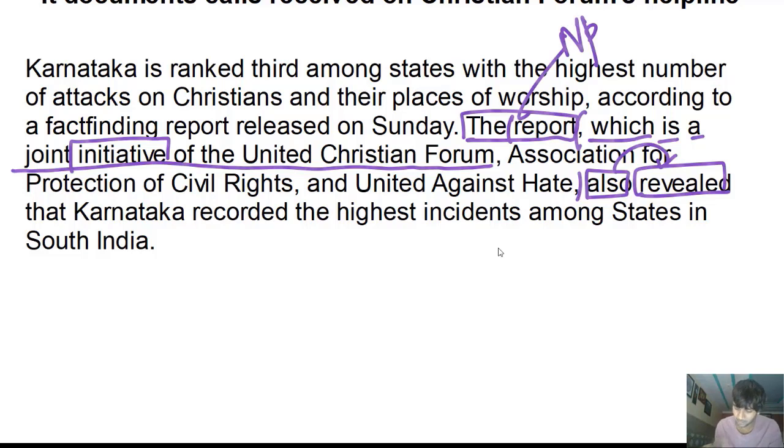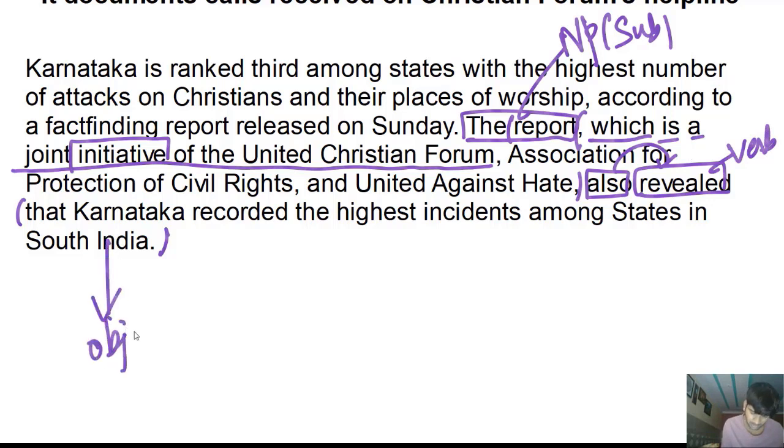All right, so the report is the subject, also revealed, also is an adverb, revealed is the verb, main verb, revealed what? This is the object. So we have the subject, we have the verb, and we have the object. Okay, so this is the object, which is basically a noun clause.